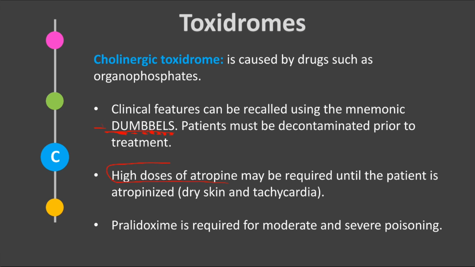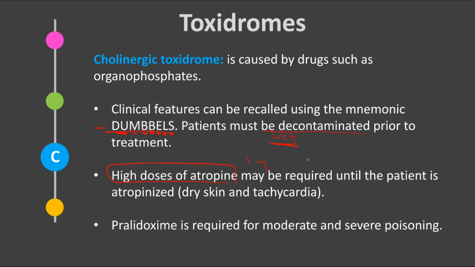High doses of atropine might be needed. Before that, you may decontaminate the patient in order to prevent further absorption of the material. Wet decontamination is usually indicated in these cases. Coming to atropine, how do we give it? Usually we give 0.5 to 1 milligram of atropine.